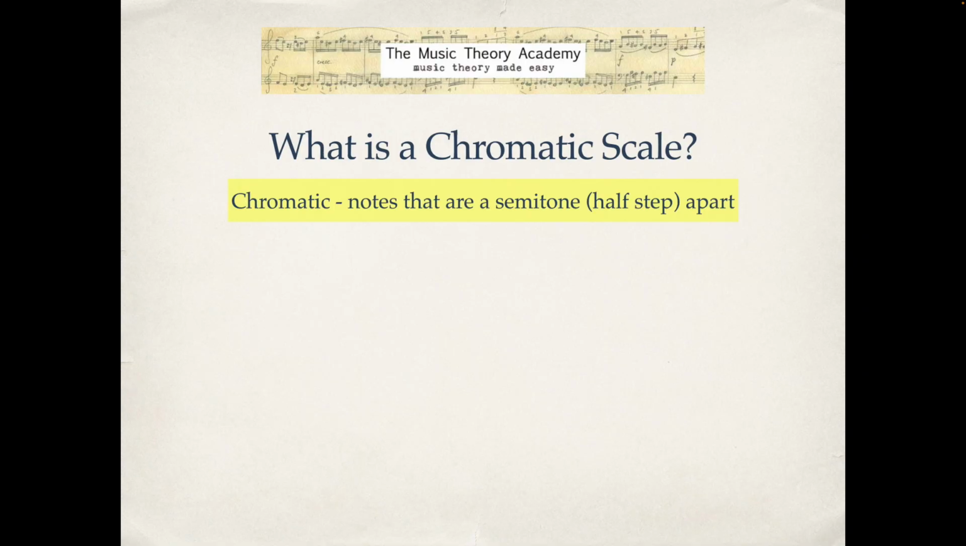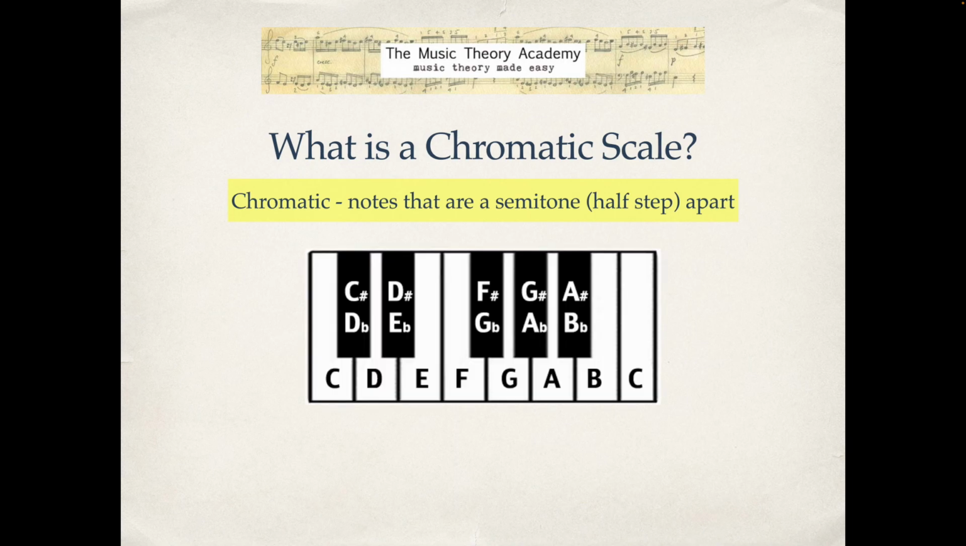Well, the word chromatic refers to notes that are a semitone or a half step apart. Let me show you this when we look at a keyboard. So if we take two notes, C and the black note just above it, which is a C sharp or a D flat, depending on which key you're playing in, then these two notes are a semitone or a half step apart. Similarly, F sharp or G flat to G is also a semitone or a half step apart.